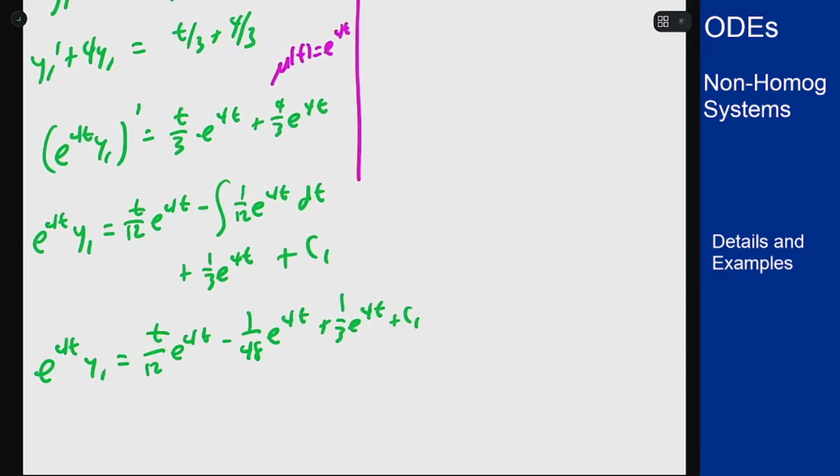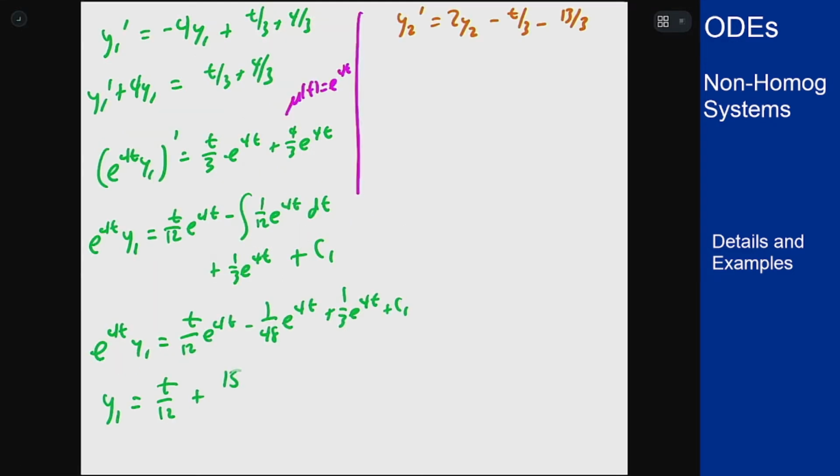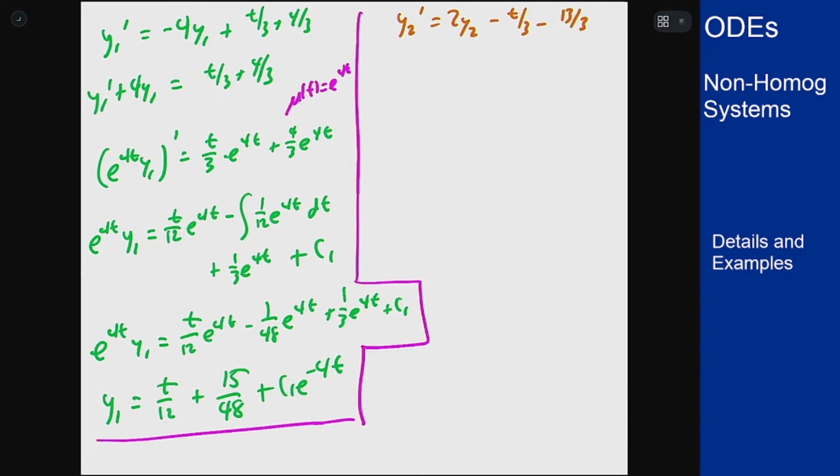And since 1/3 is 16 over 48, I can multiply through by e to the minus 4t and get that y1 should equal t over 12 plus 15 over 48, which is our constant term, plus c1 e to the minus 4t. Now we can solve the second problem in exactly the same way.